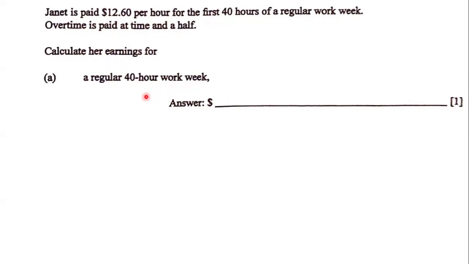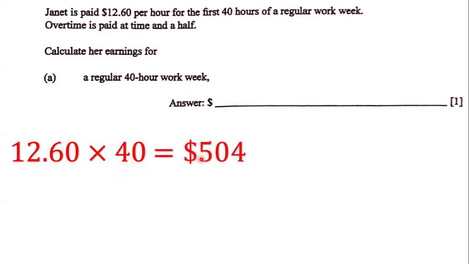And so we ask ourselves, how much is she paid per hour? Well, she's paid $12.60 per hour. And a regular 40-hour work week contains 40 hours. And so in order for us to figure out her earnings for a regular 40-hour work week, we're going to take her hourly rate, how much she is paid per hour, and multiply it by the number of hours worked, which is going to be 40. So $12.60 multiplied by 40 is going to give us $504. And so that means that the correct answer for this question is $504.